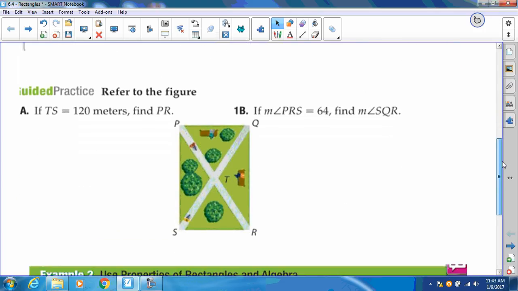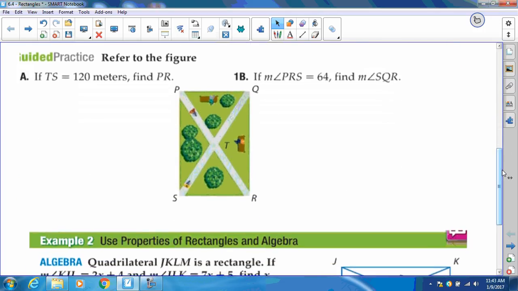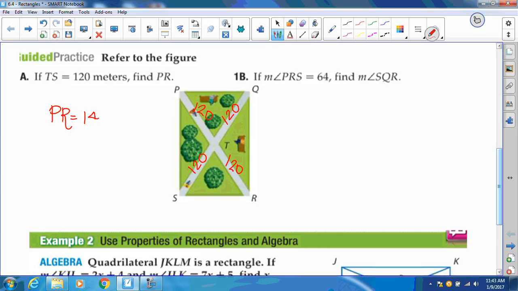So we're going to look at an example here. In this example, it says if the length of TS is 120, find the length of PR. So PR is that whole diagonal. We know if ST is 120, then QT is also 120, and then these two would be 120 as well. So the length of PR would be 140.